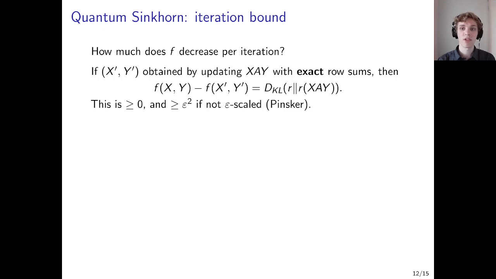Now, if you use exact row sum computation, as one would in a classical setting, then you can show that the potential drops by exactly the KL divergence between your current row marginals and your target row marginals. This is at least zero, because the KL divergence is always non-negative, and you can show that it's at least a constant times epsilon squared if your matrix is not epsilon scaled, by Pinsker's inequality.